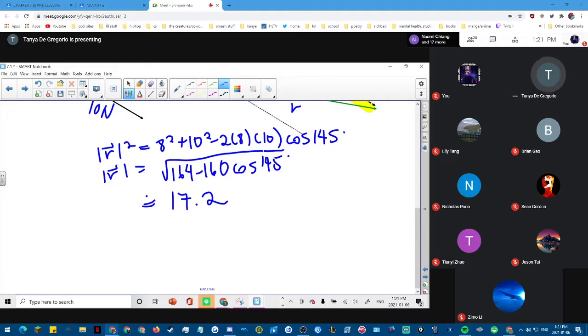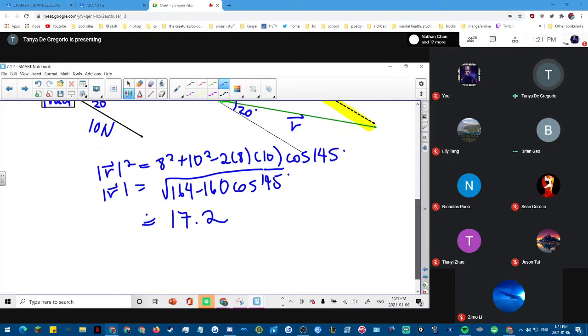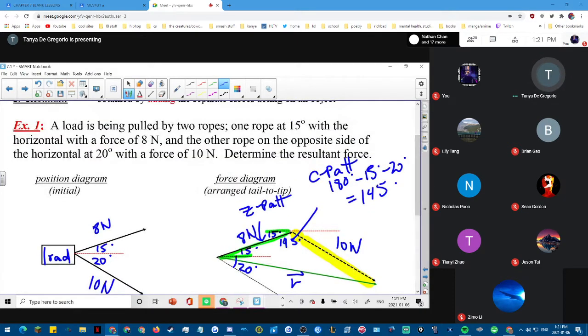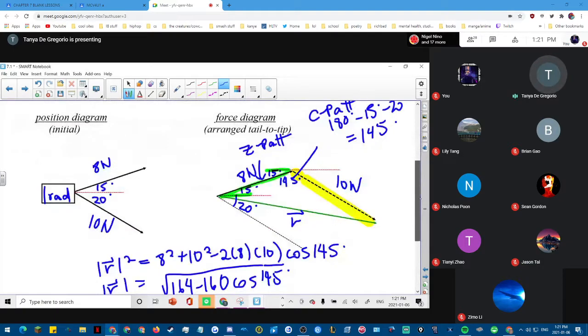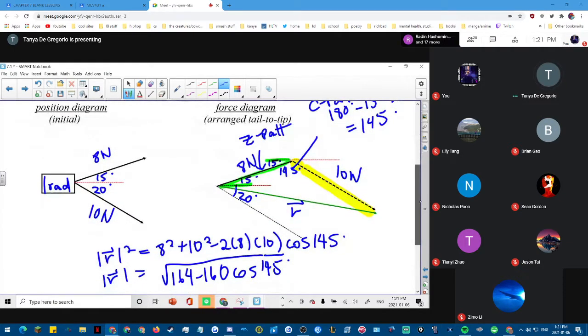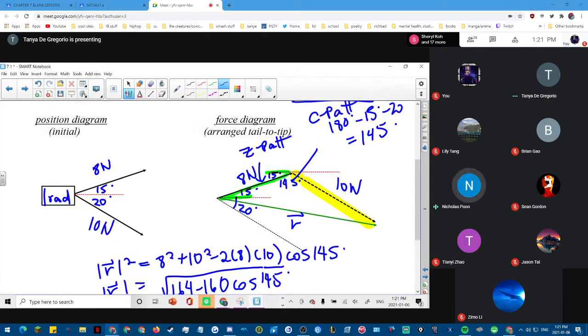Okay, am I done? We want to find the direction of the resultant force. No, we're not done. It's a vector, and so we need the angle. So what angle am I looking for here? What angle am I looking for? In between the red dotted line on the left and the green.